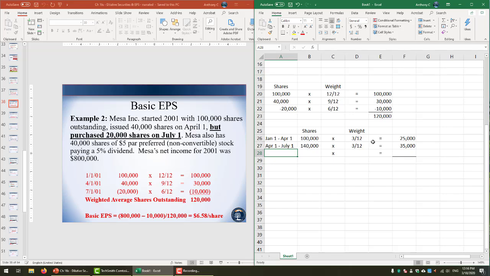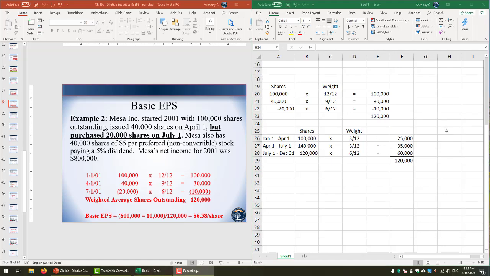And then on July 1st, the company repurchases 20,000 shares. So at that point, we would have 120,000 shares of common stock outstanding, and we'd have this from July 1st until the end of the year. So that would be 6 months out of 12. If we take 1/2 of that, you get 60,000. And then again, sum up everything, and again, you'll get 120,000.